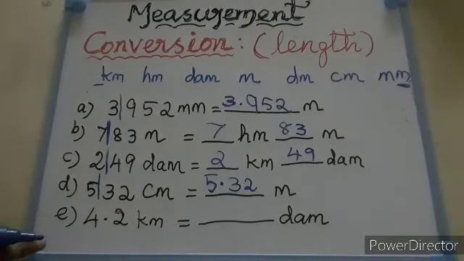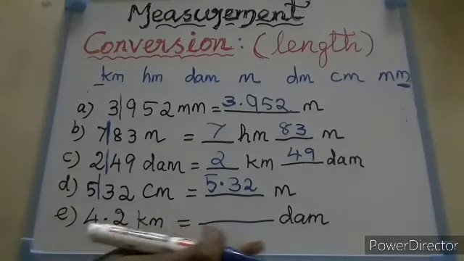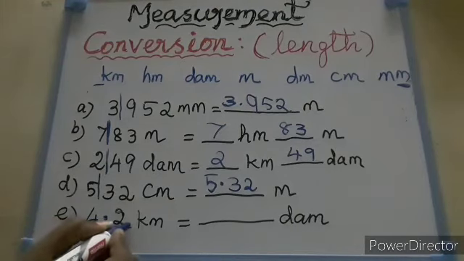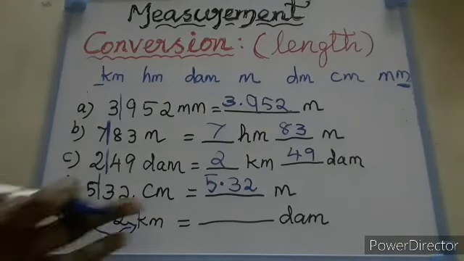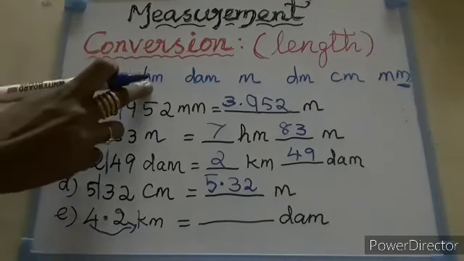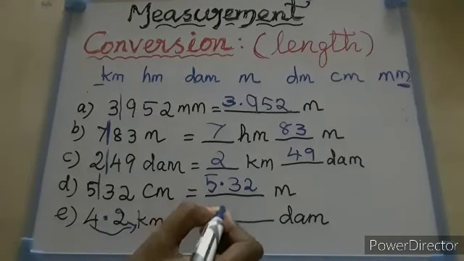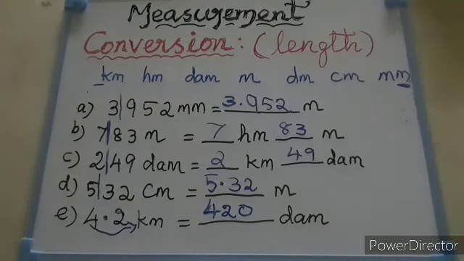Okay, dears. Next one is 4.2 kilometer. You have to change it to decameter. I told you, if there is a point, the 4 belongs to kilometer, right? So this is kilometer, this is hectometer. There is kilometer, hectometer, and no decameter, so in that place you put the 0. So 420. So 420 decameter. Is it clear?